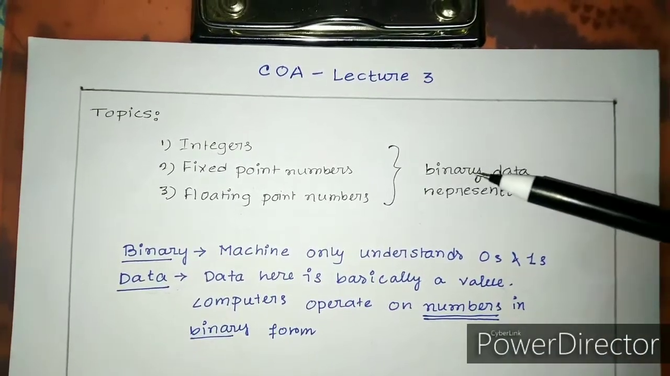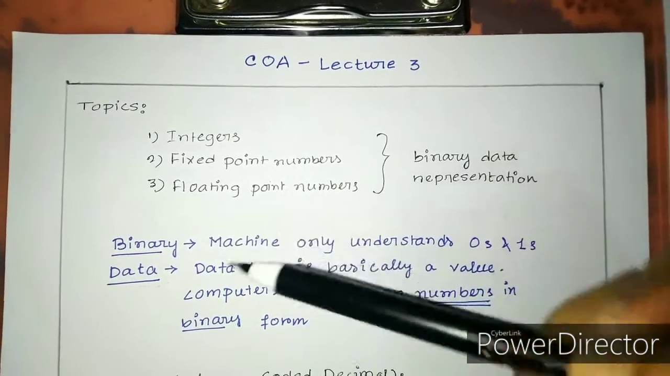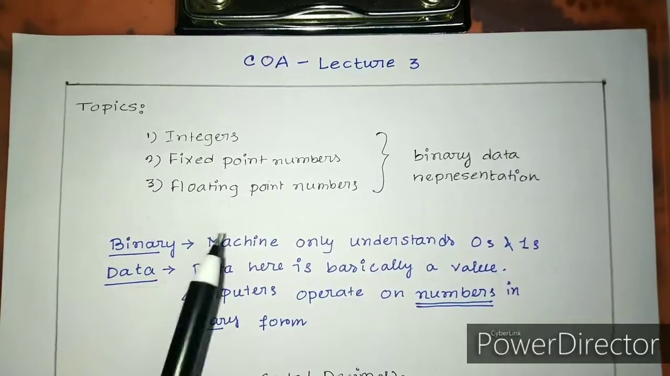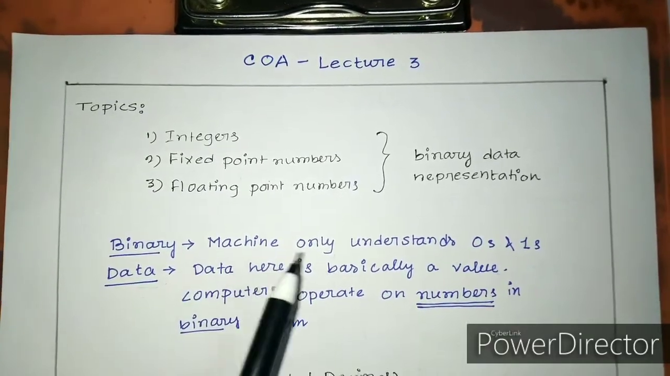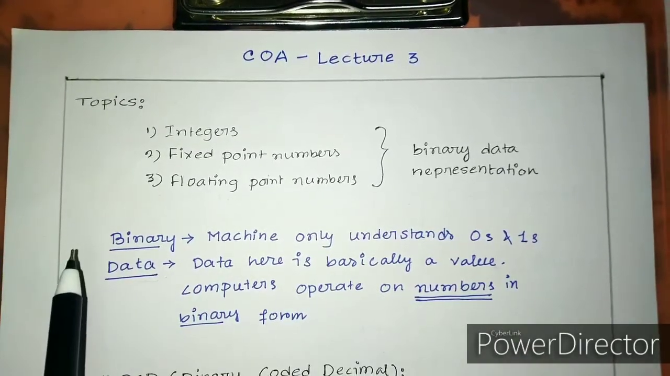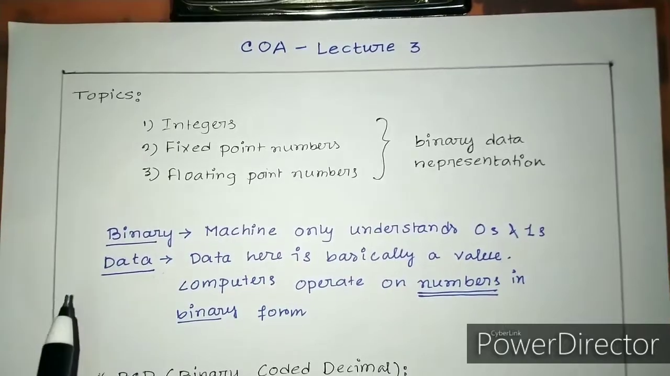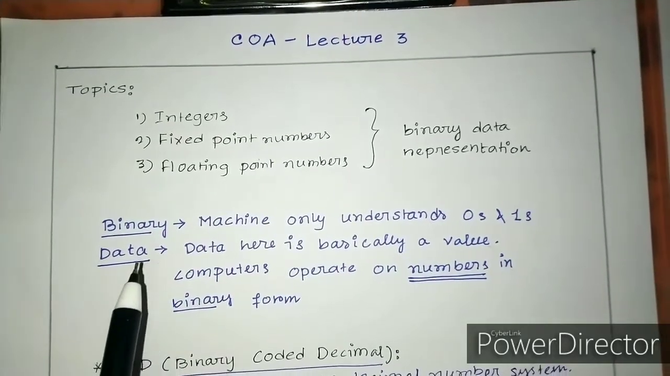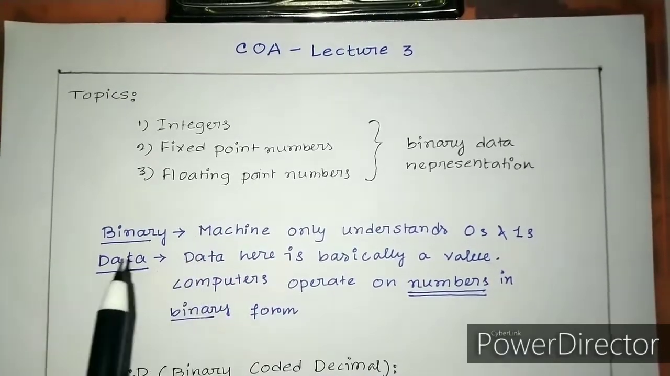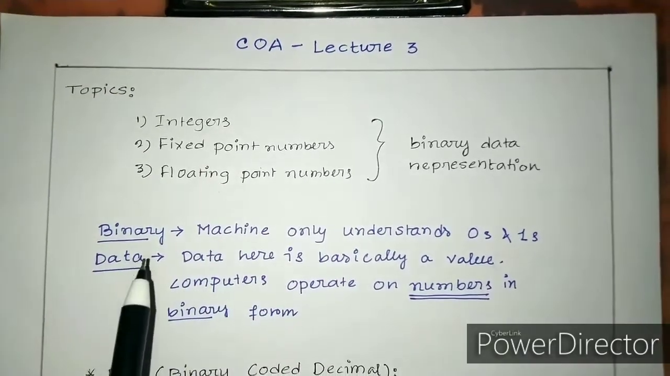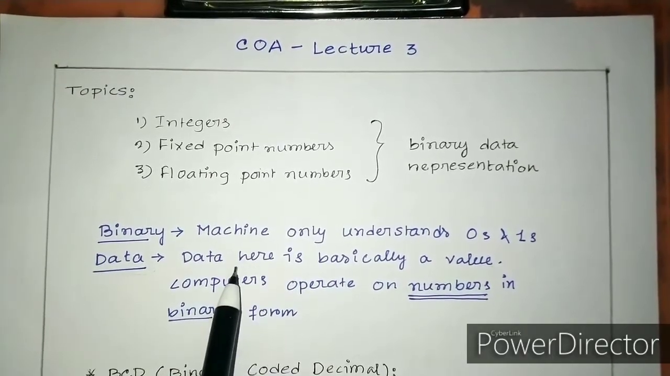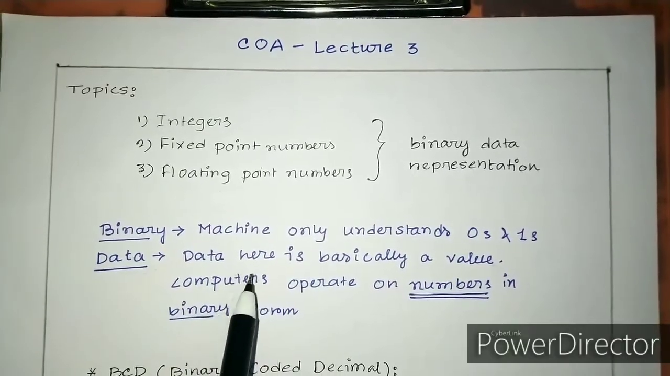Binary and data. First of all, let us focus on these two terms. Binary, I am pretty sure that you all know this, that the machine only understands zeros and ones. These two bits are called binary digits or binary bits. And the second term is data. Now data can be anything. It can be alphanumerical, it can be alphabets, anything. But here we know that computers are invented to operate on large numbers, right? So basically data here is a value, the numbers.